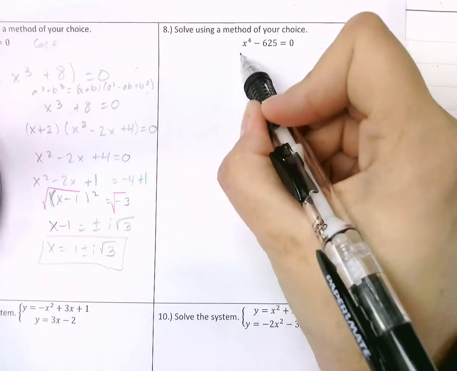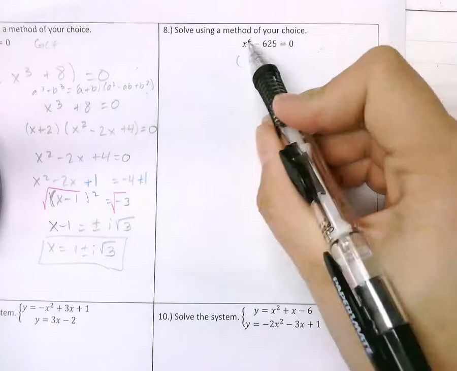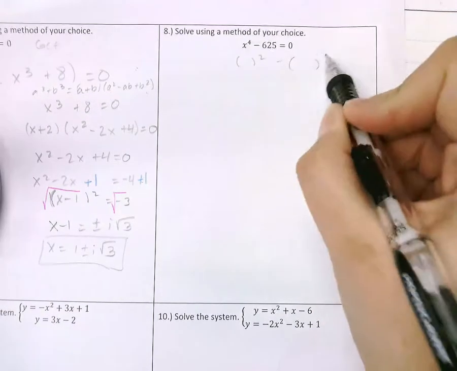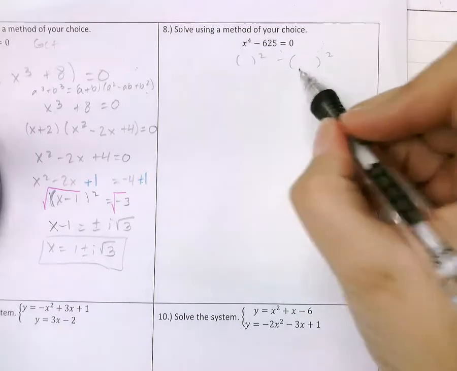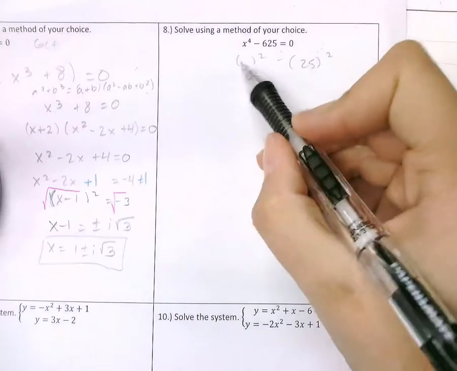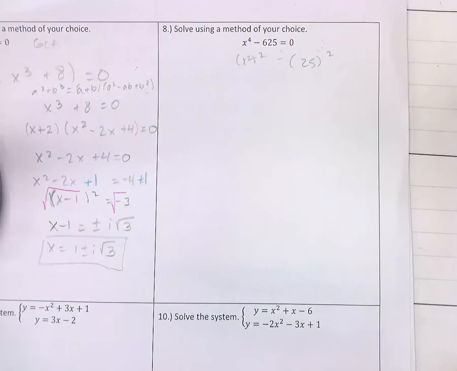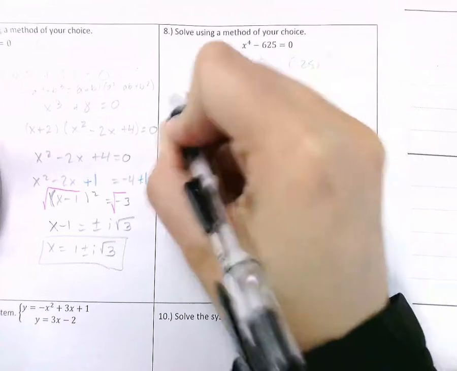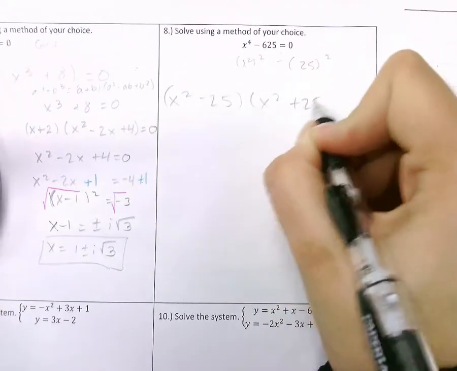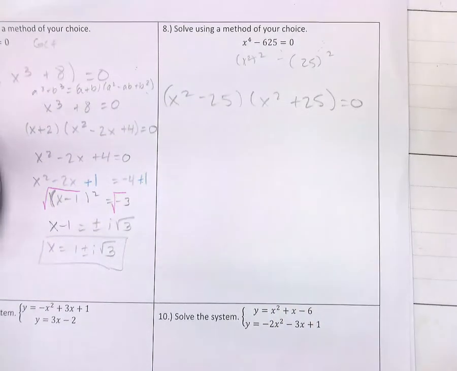So, in order to factor, you need to know what squared is x to the 4th, and then what squared is 625. Well, 5. And then what about here? Right. Okay, so you're factoring x squared minus 25 and x squared plus 25, because negative 25 and 25 make negative 625. Negative 25 plus 25 make 0, which is why we don't have a middle term.